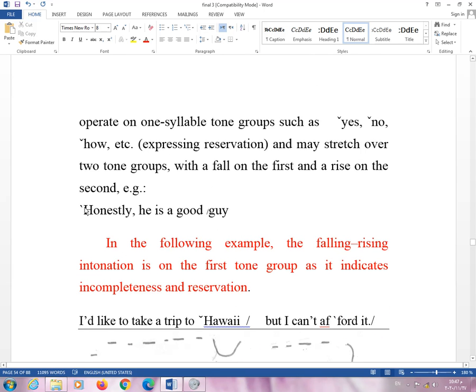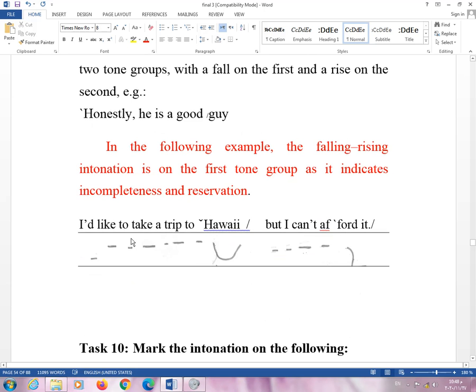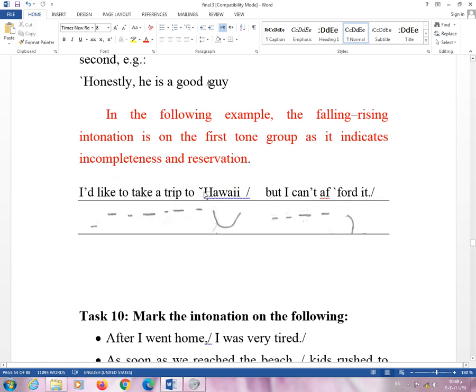For example, here we have honestly, okay, honestly, he's a good guy, or I can say honestly, he's a good guy. Okay, and here you have another example. I'd like to take a trip to Hawaii, but I can't afford it. Okay, look at this. This is a representation of pitch, and look at these words like take, trip, and can. These are important words in the two tone groups. The first group carries falling-rising as you see, and the second carries falling intonation.